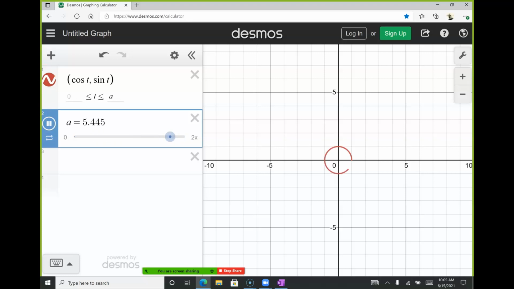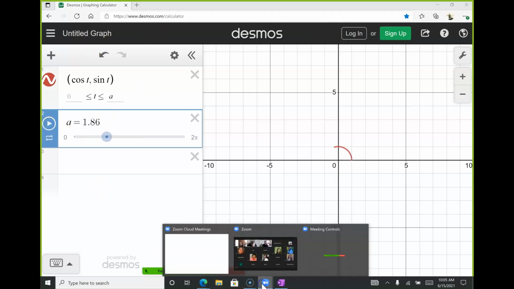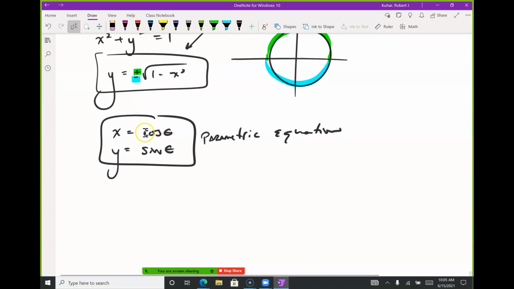So you've seen a parametric equation before, am I right? Have you seen this before? This particular piece I'm talking about, that x equals cos theta, y equals sine theta.